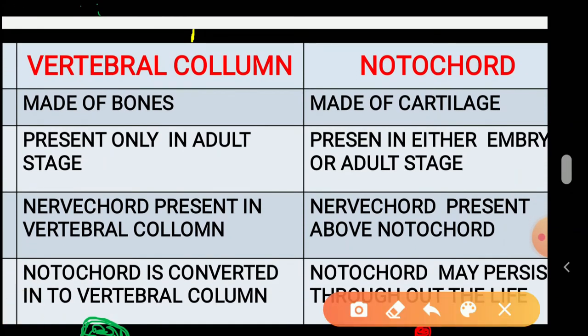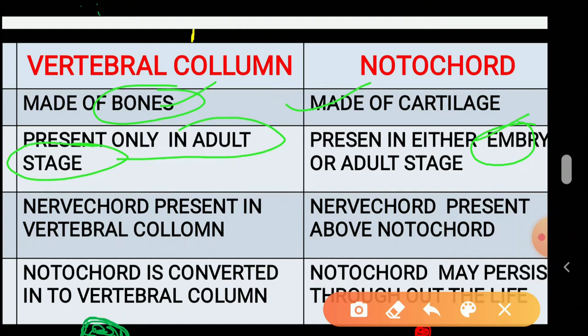First, in our body, the vertebral column is made up of bones, which is very hard and an advanced type, we can say. While the notochord is made up of cartilage. The vertebral column is present only in the adult stage, generally after birth. The notochord is present in the embryonic stage, roughly before birth, and in some organisms it also remains throughout life.